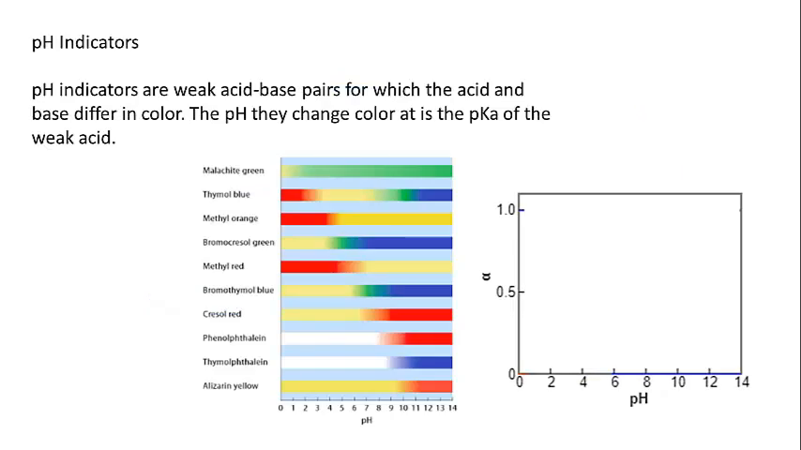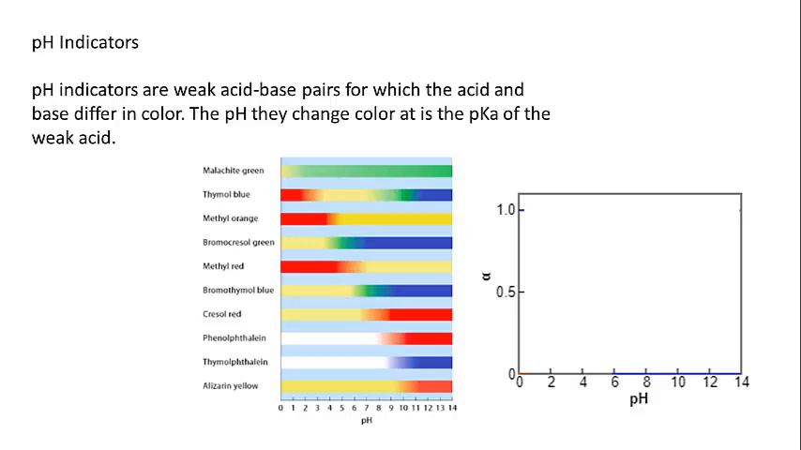Okay, the next thing we're going to talk about is pH indicators. So pH indicators are in fact weak acid-base pairs for which the acid and the base have different colors. So they're just special weak acid, weak base systems. They basically work just like any other weak acid, weak base, except there's a color difference between the two.